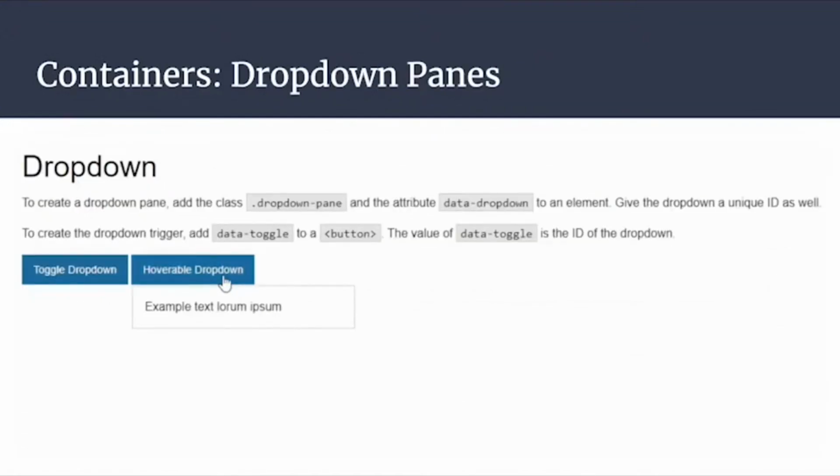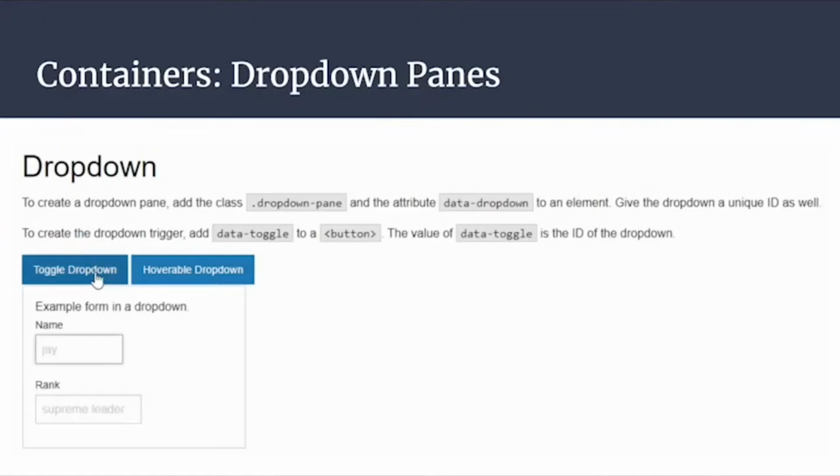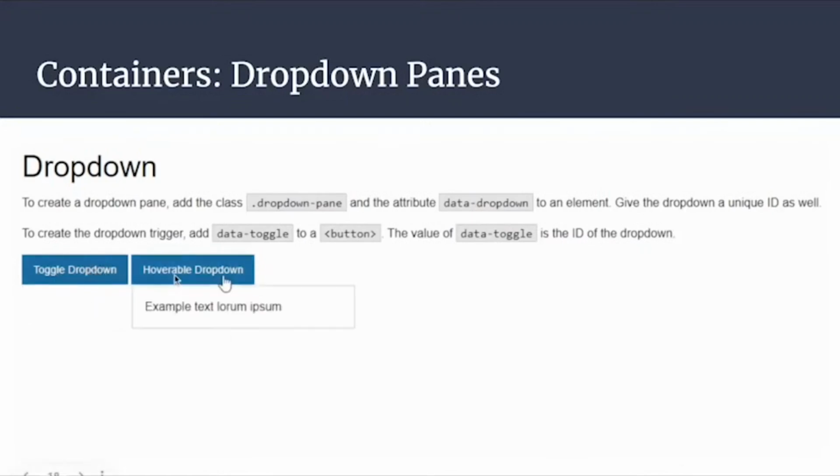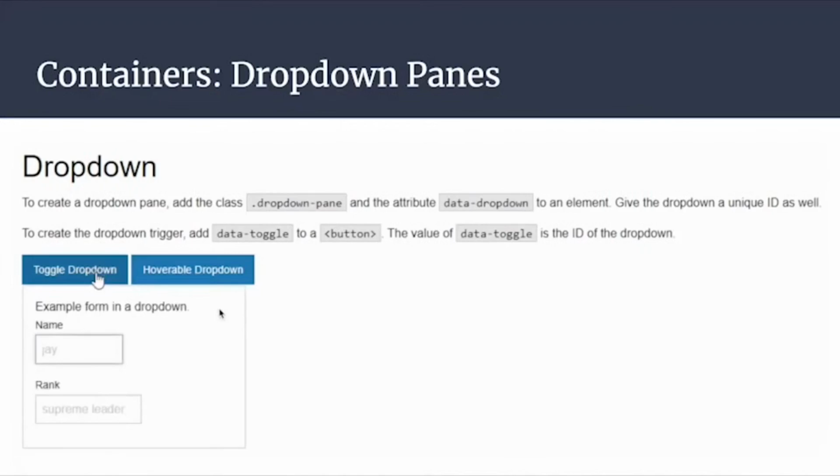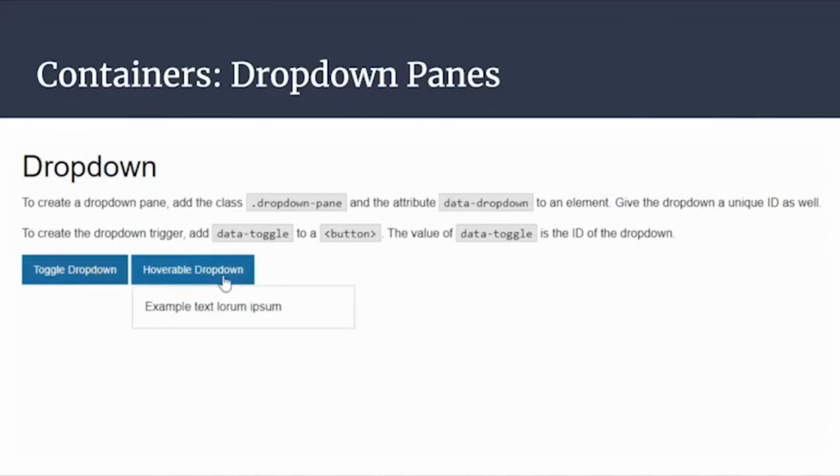The next thing we'll be taking a look at are drop-down panes. Drop-down panes can provide smaller amounts of additional content like text or forms. They can be customized to be a bunch of things. Here there are two examples, a toggle dropdown and a hoverable dropdown. The toggle dropdown activates when it's clicked, and the hoverable dropdown activates when your cursor hovers over it, and you can include things like forms or text in them.